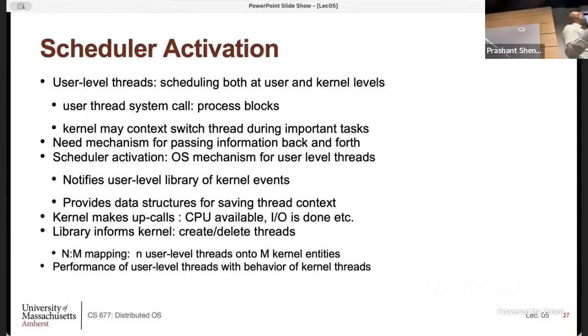So to prevent that from happening, you essentially can say, let's have the user level scheduler and the OS scheduler communicate with one another, so they actually know what's going on. In particular, you might have a mechanism to pass information back and forth. That mechanism is called scheduler activation. So essentially, you can notify the user level library of kernel level events. The user level library can also communicate with the OS level scheduler.